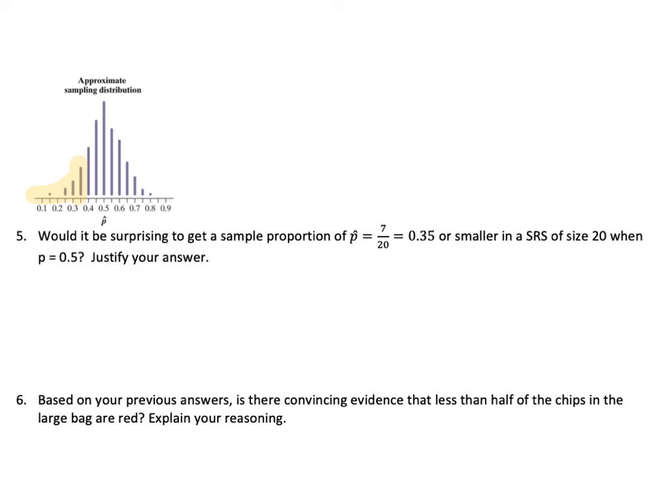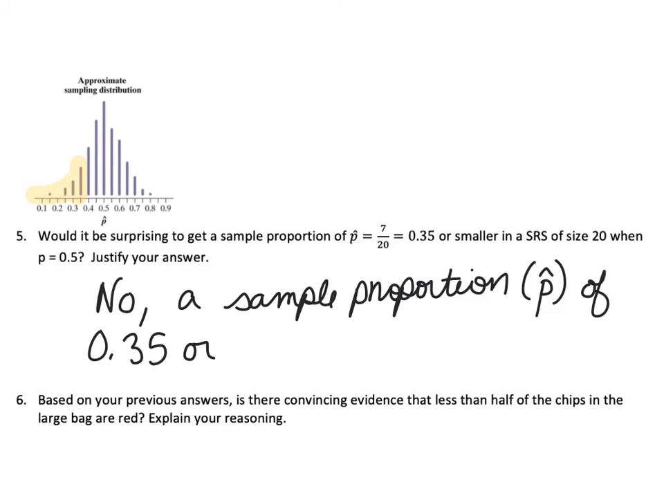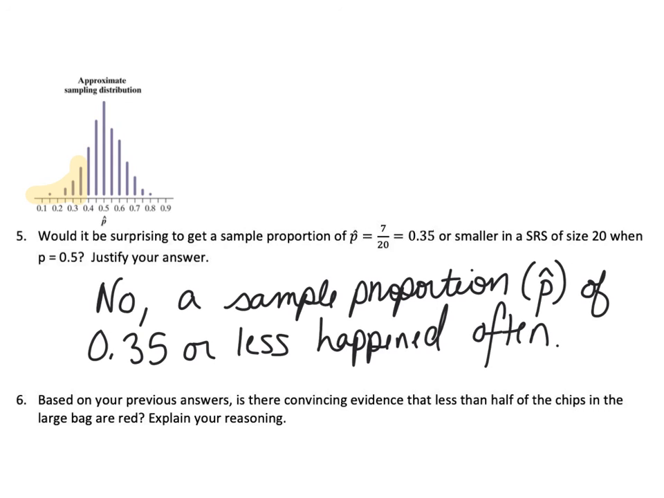I'm going to say that no, it's not, because a sample proportion p hat of 0.35 or less, because I'm always looking at that or more extreme, happened, well, I don't know the exact percent of the times. I'm just going to say that happened pretty often. If we look at those frequencies, there's quite a few dots in that area. So it's not as likely as getting 0.5 or 0.45 as we see there in the distribution, but it's happening pretty often. So it's not like it couldn't happen.